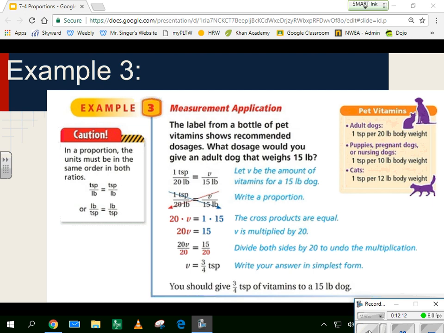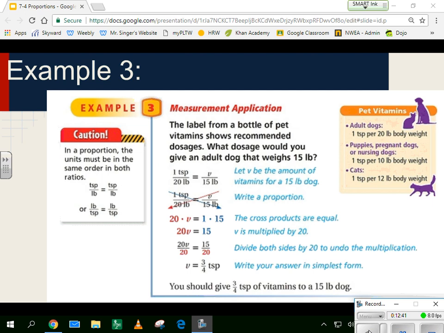And finally, here's a word problem where you're going to use a proportion to be able to figure it out. So let's say the label of a bottle of pet vitamins recommends 1 teaspoon for every 20 pounds your dog weighs. Well, if your dog weighs 15 pounds, you have to figure out how much medicine you're going to put in. So you set up a proportion, 1 over 20 equals something over 15, and you cross multiply.